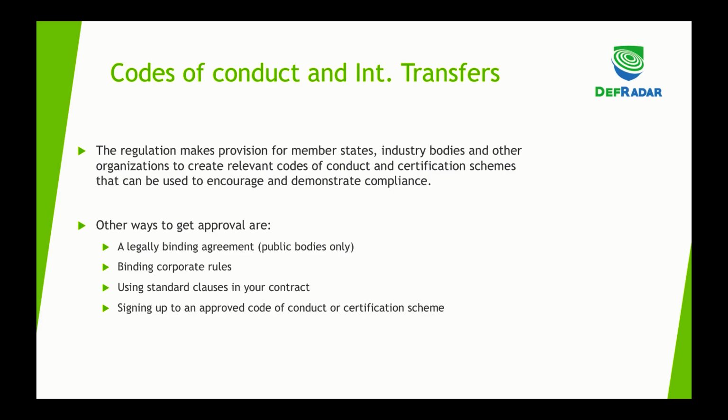Other ways that may get approval are a legally binding agreement, binding corporate rules, using standard clauses in your contract, or signing up to an approved code of conduct or certification scheme. If you are going to use binding corporate rules, be aware that they have to be approved by the relevant supervisory authority, and that can take a while. There are a few get-outs or derogations, as the GDPR calls them, for small, infrequent transfers, so it may be worth checking the list in Article 49 if time is not on your side.